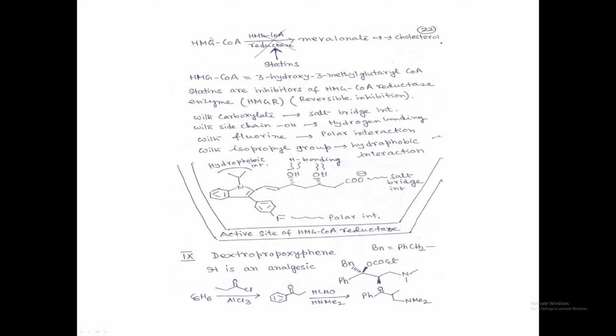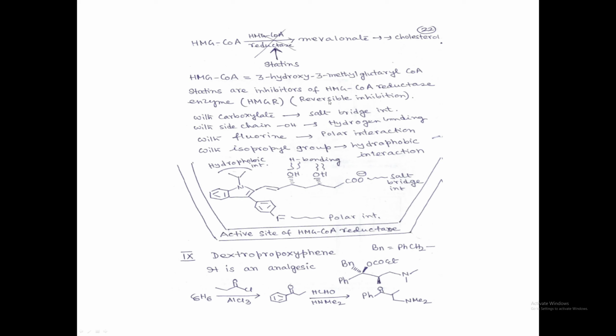Now let us see this. HMG-CoA is the precursor of cholesterol, and it gets converted into mevalonic acid. Mevalonic acid in a multi-step synthesis gets converted into cholesterol. So when doctors prescribe fluorostatin, which is a cholesterol lowering agent, it means it stops or reduces the cholesterol synthesis by blocking HMG-CoA reductase, the enzyme for the conversion of HMG-CoA to mevalonic acid. The full form of HMG-CoA is 3-hydroxy-3-methylglutaryl coenzyme A.